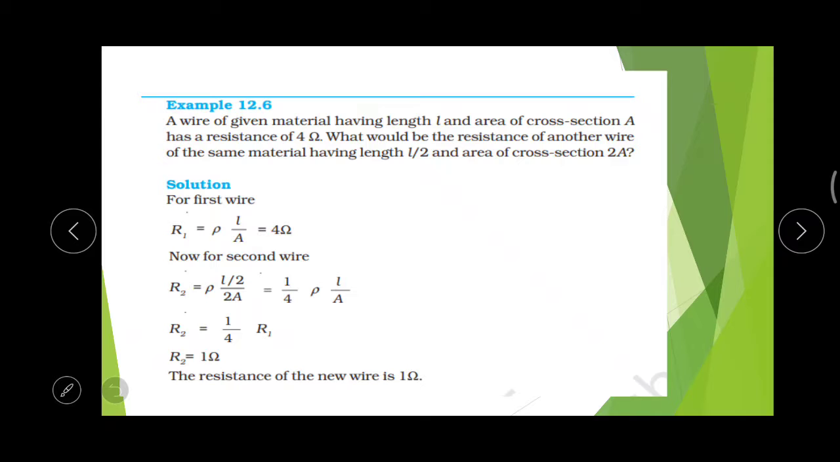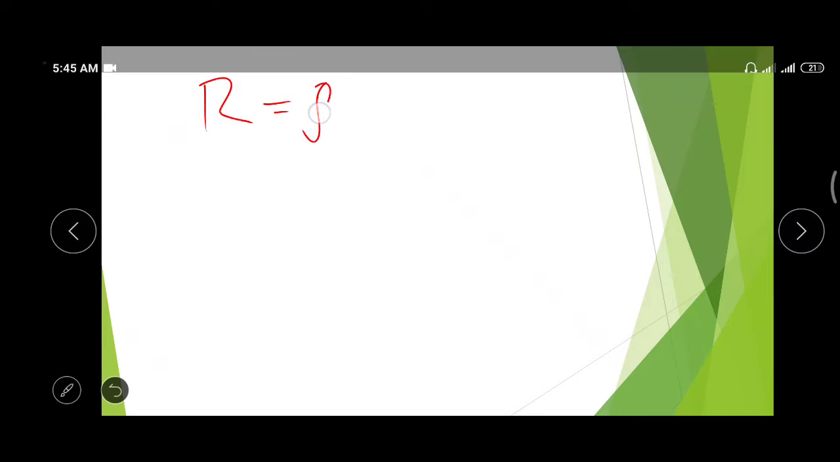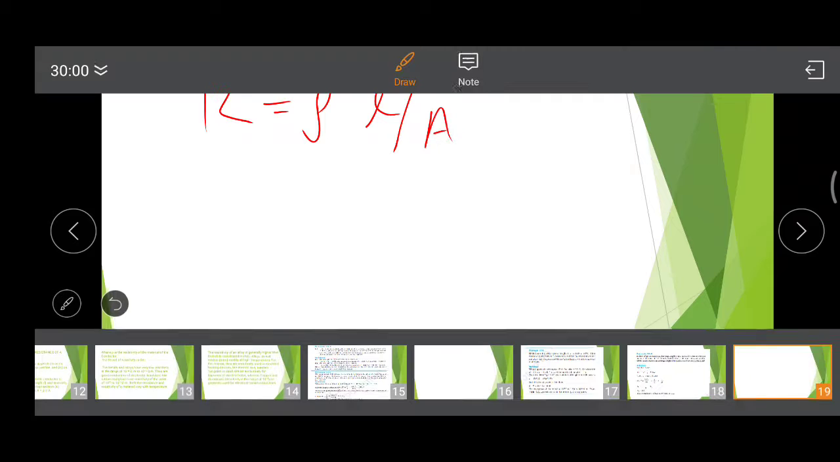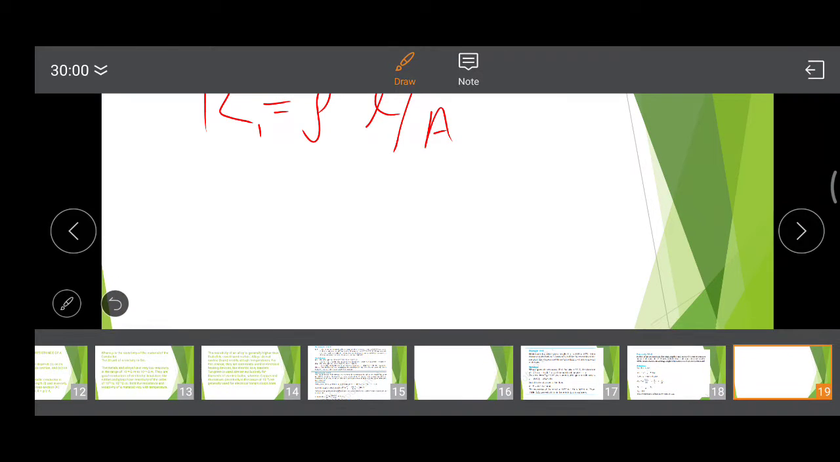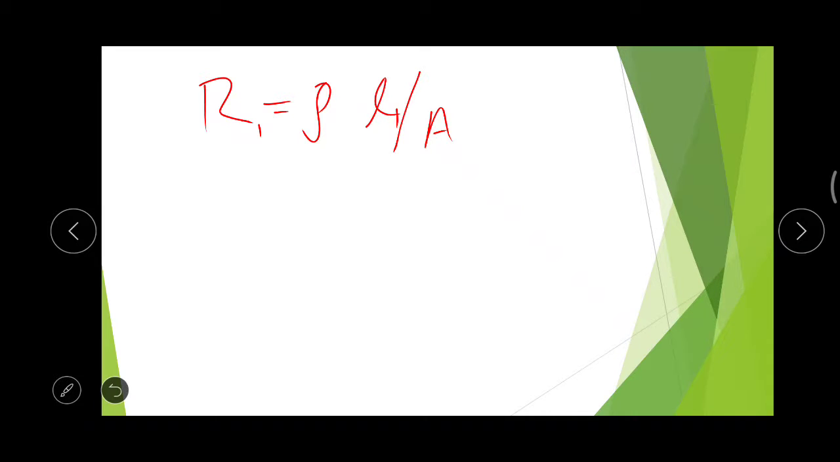You know that resistance is directly proportional to the length. Now let us see. You know that R is equal to rho into L divided by A. If you are taking the first case, R1 is equal to rho into L1 divided by A, we can take it like that.